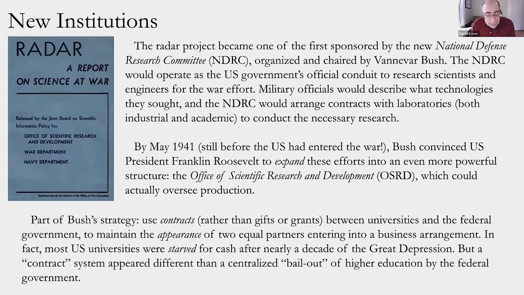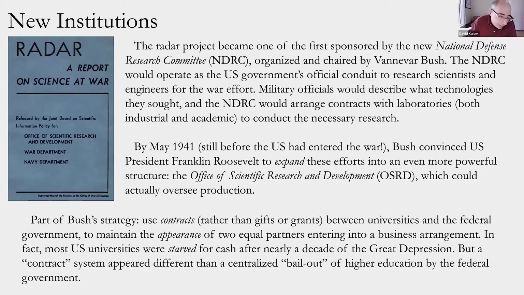So the last thing Vannevar Bush wanted would be anything like a federal takeover or a federal bailout of higher education, that universities should be independent from the federal government. And so instead, it would look like two equal partners coming to do business together, like in the private sector. We'll have contracts with overhead and all these kinds of affordances of a business-to-business style contract, as opposed to a grant or a gift or anything like that.